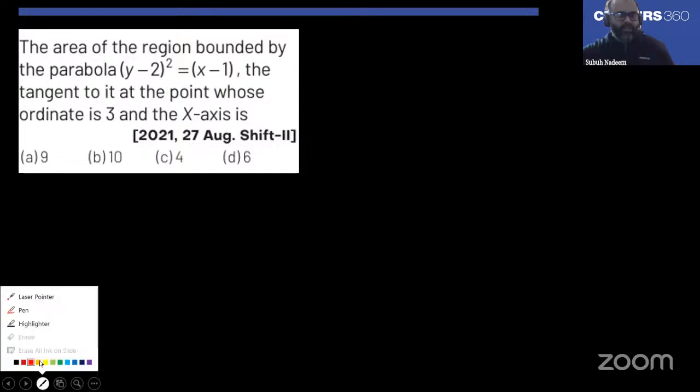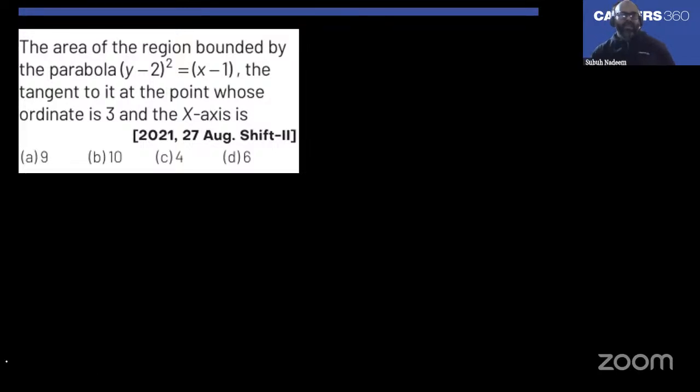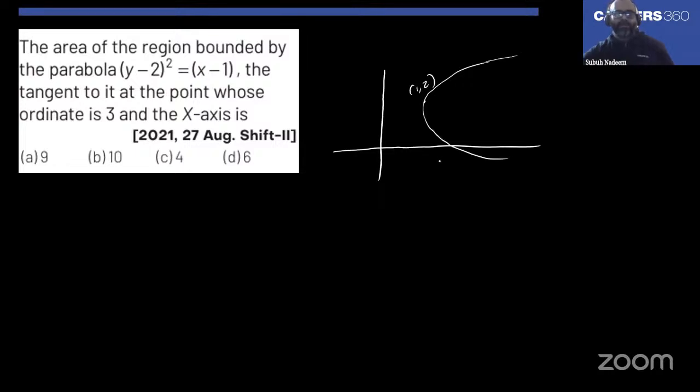तो ये हमारा नेक्स्ट क्वेश्चन है। The area of the region bounded by the parabola (y minus 2) whole square equal to x minus 1, the tangent to it at the point whose ordinate is 3, and the x-axis is. Okay. So basically, this is a right opening parabola and its vertex is (1, 2). So we can say that this is its vertex and this is a right opening parabola.